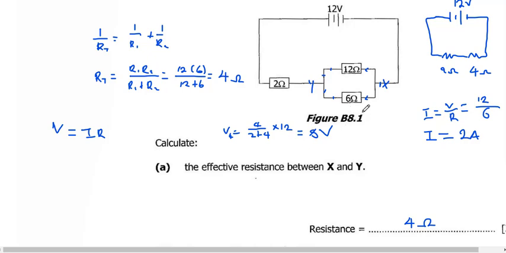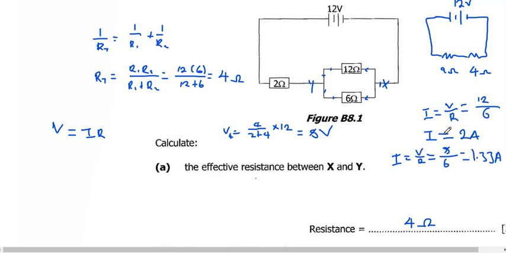Now that we have the 8 volts, we can find the current passing through the 6 ohms. We know that current is equal to voltage over resistance, right? We've got the voltage of 8 volts and the resistance of 6, and when we divide that, this will give us 1.33 amps.